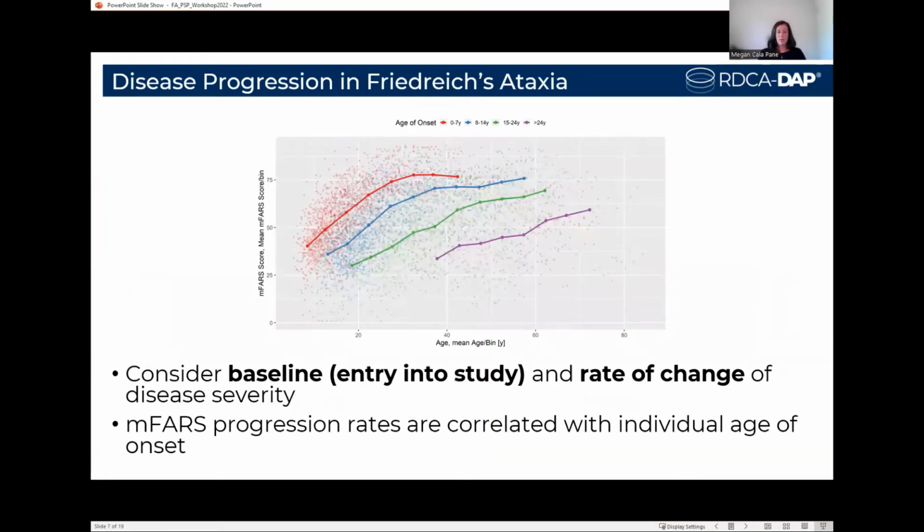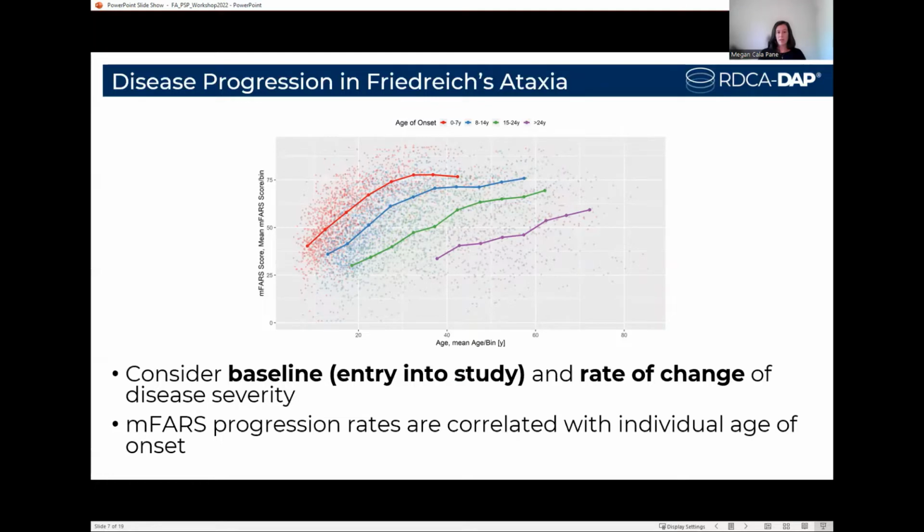So the previous slide showed the variability in the population at baseline, and we can also observe variability longitudinally, or with respect to the rate of progression. So still looking at mFARS here, but this time looking at the total composite score.